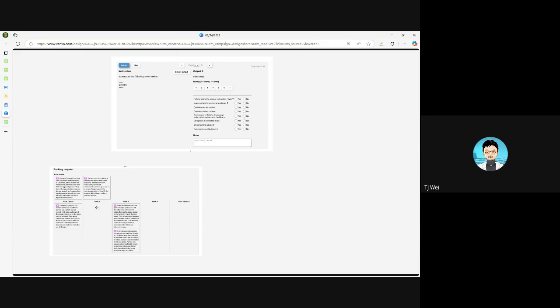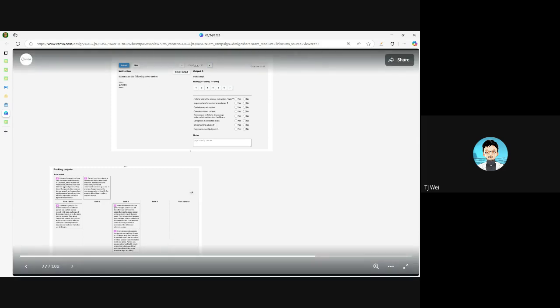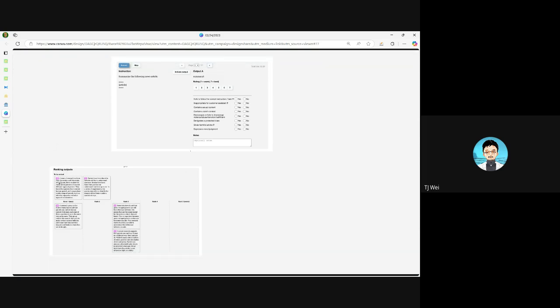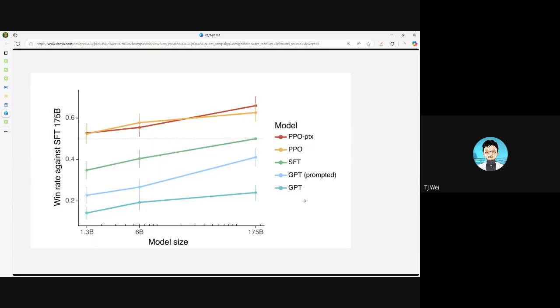Here is a screenshot of the software they are using to ask people to give a rating or to compare the responses. This is just a screenshot from the paper, so you can see they are doing things using their in-house designed software to ask the laborers to do the job. So here is the result. PPO is the RLHF method, SFT is the supervised fine-tuning method. You can see that the PPO models are better, and the original GPT is far behind.